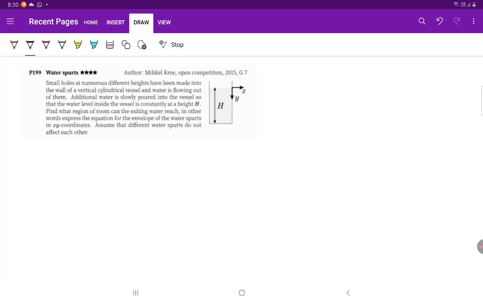Now they are also saying that we are keeping the capital H, that is the height of the free surface of the liquid, at a constant distance from the bottom of the vessel. Pause the video, give it a try.